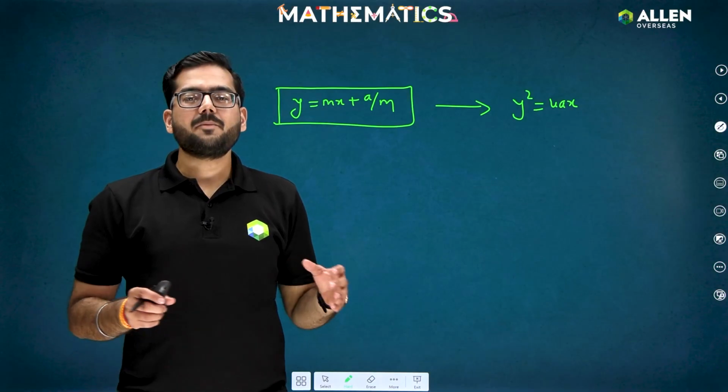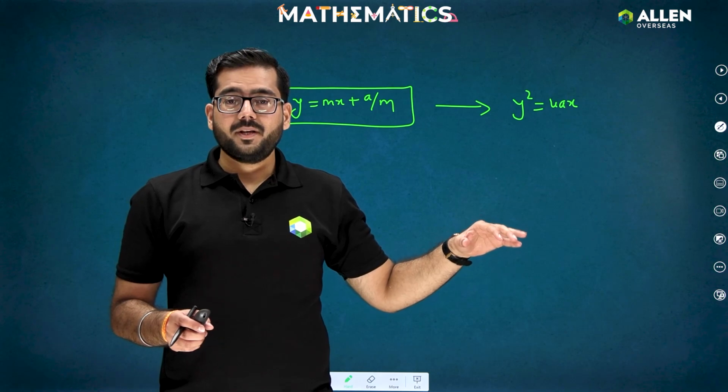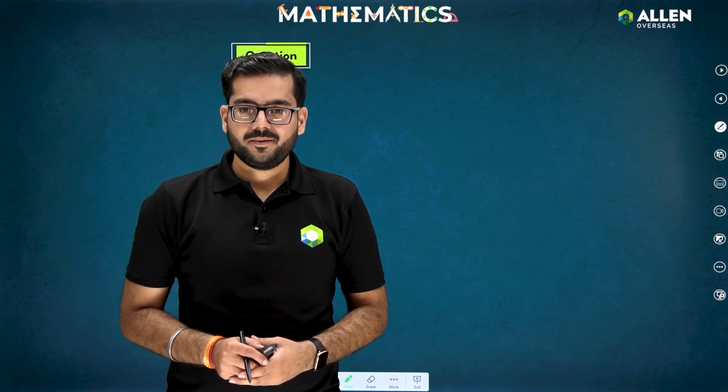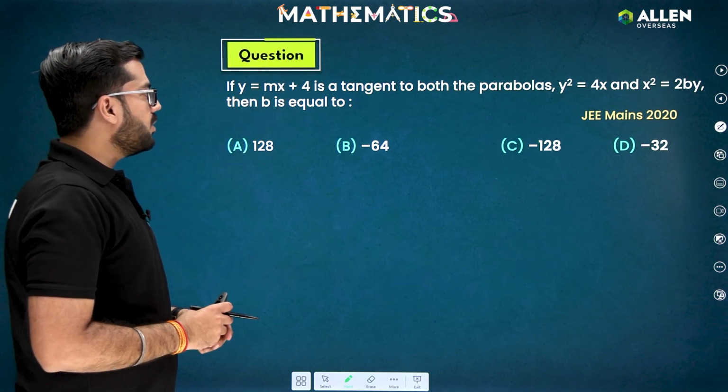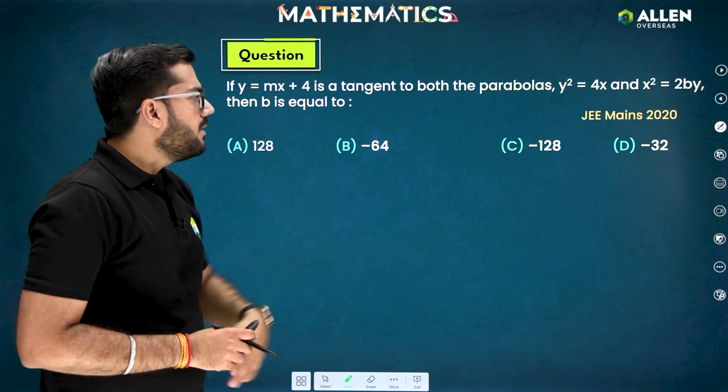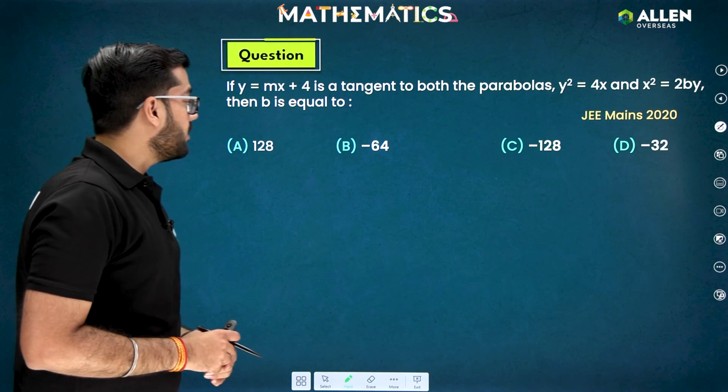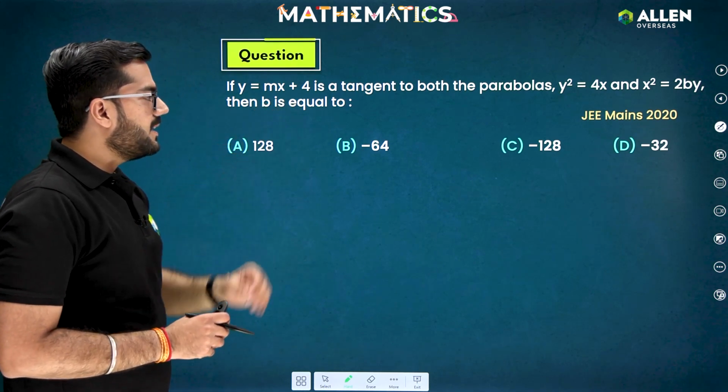And now it's time to apply these concepts to a previous year question. The previous year question we have is: if y is equal to mx plus 4 is a tangent to both the parabolas, y square is equal to 4x and x square is equal to 2by, then we need to find the value of b.